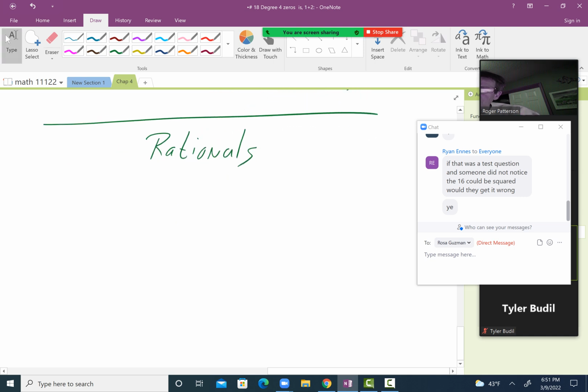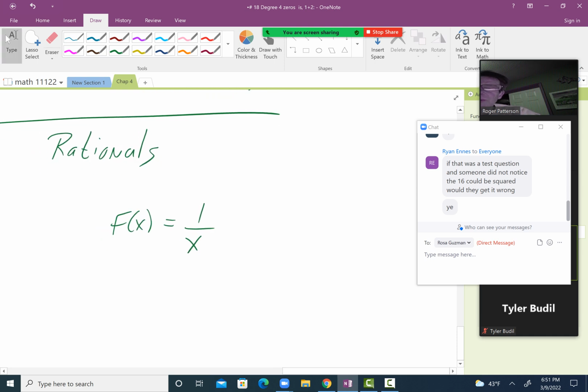A very simple rational is just going to look like this, where you have 1 over x. Anytime you have a fractional situation where the x is in the bottom, that's a rational. So this is a rational function, in its very simplest form. The real key behind rationals is that you cannot have a 0 down here. So x cannot be 0 in this case.